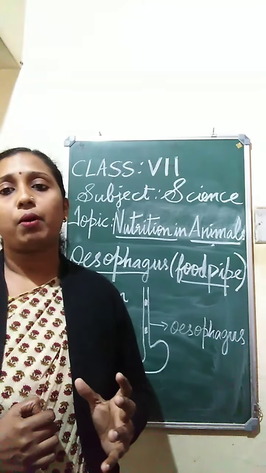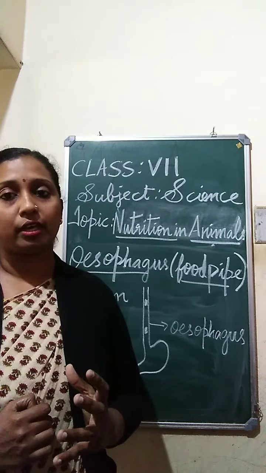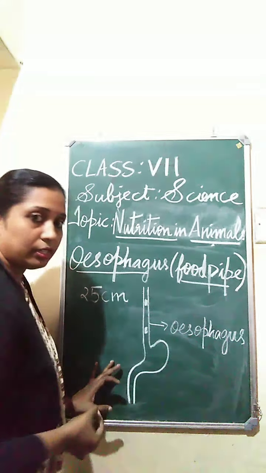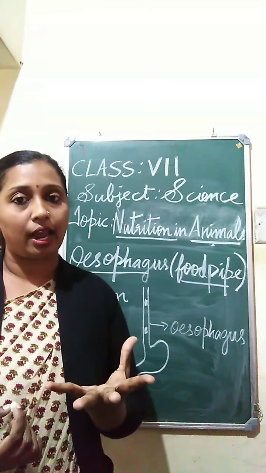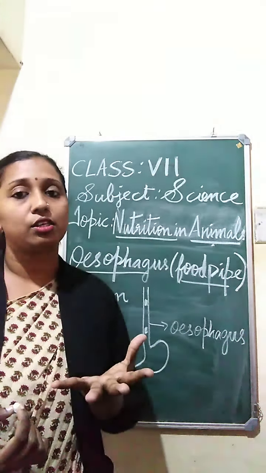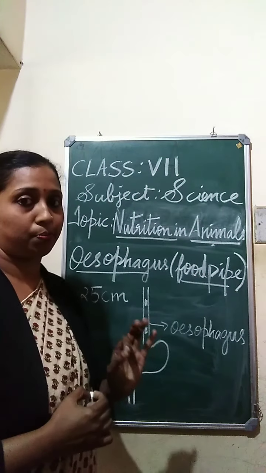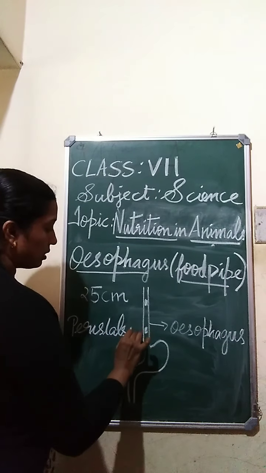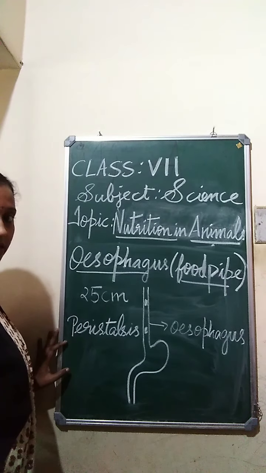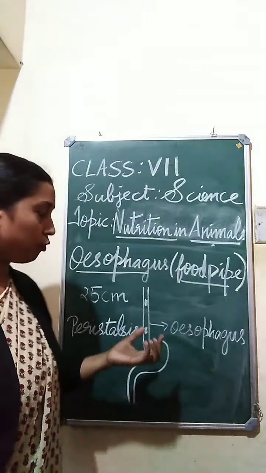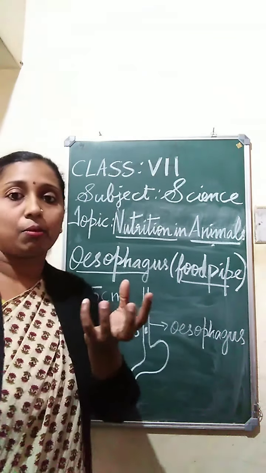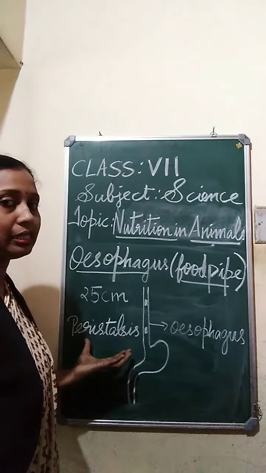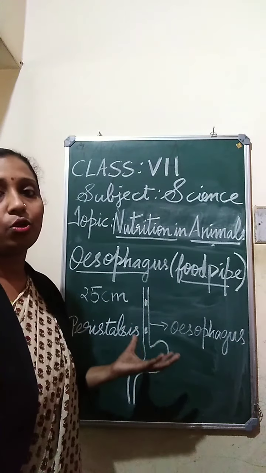When the food passes through the esophagus, the muscles of the esophagus contract and relax. This movement of contraction and relaxation is known as peristalsis. So when food moves along the esophagus, the muscles contract and relax, and this is known as peristalsis. So this is about the esophagus.